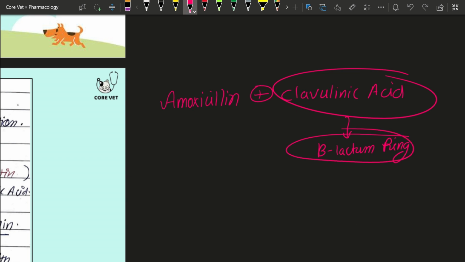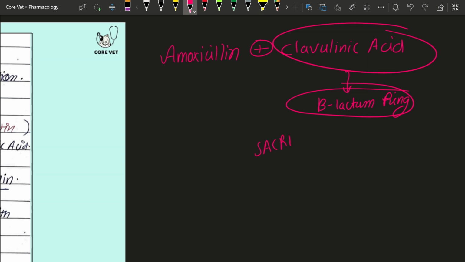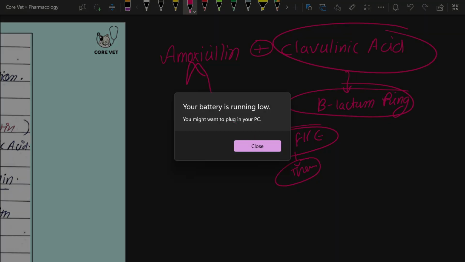So what's the purpose of combining penicillin with a beta-lactamase inhibitor? Clavulanic acid, tazobactam and sulbactam will sacrifice themselves. For whom? They'll sacrifice themselves for the penicillin. They sacrifice their beta-lactam ring to prevent degradation of the beta-lactam ring of the penicillin class. Why? Because the beta-lactam ring of the penicillin class is important for the antibacterial activity. So we want to protect the beta-lactam ring of the penicillin by giving a substitute compound along with the penicillin, like clavulanic acid, tazobactam and sulbactam.